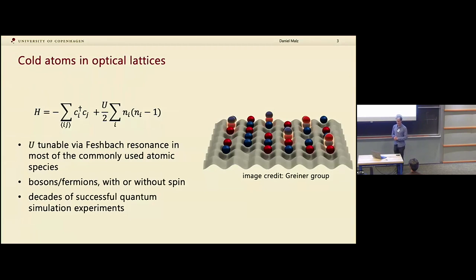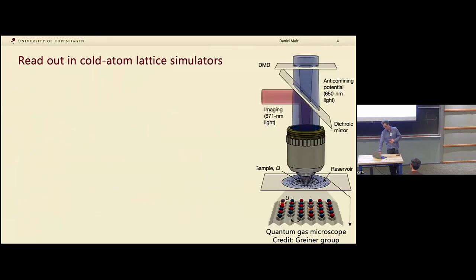If you're not already aware of this, there have been decades of very successful quantum simulation experiments in this platform, because they feature lots of particles, large system sizes, and very coherent dynamics. One of the most important developments, which happened around 15 years ago, is the quantum gas microscope, which was developed by several groups in parallel. The key idea is that at the end of the experiment, if you've done your simulation, you can literally make a picture of the position of all your atoms in a lattice.